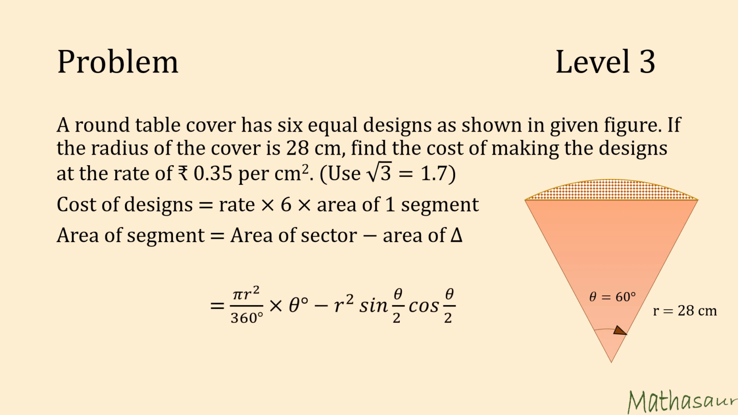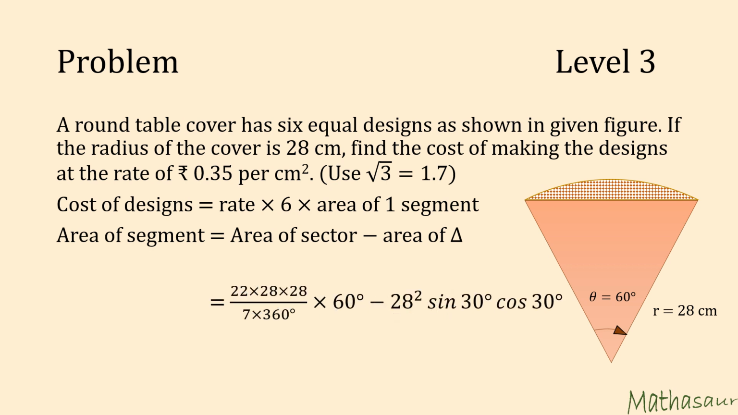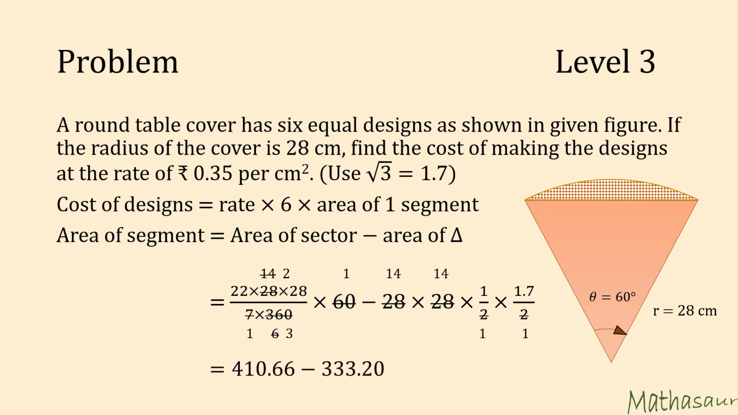This time, let us apply the formulae. So area of sector is pi r square by 360 times theta, and area of triangle is r square times sin theta by 2 times cos theta by 2. You might like to draw up a perpendicular, prove that the two triangles formed are congruent, and then apply the formula for area of triangle as half times base times height. We are taking a shortcut here. Now let us substitute the values. Simplify. And we see that area of one segment is 77.46 centimeters square.